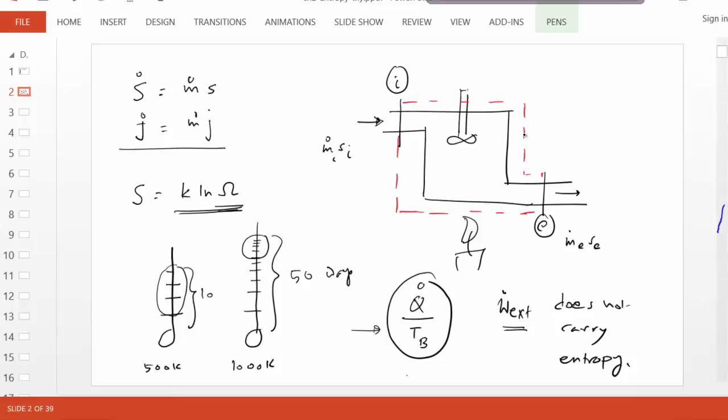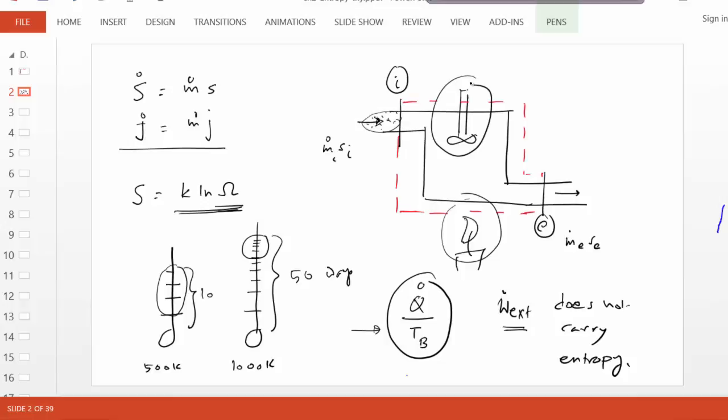So taking a look at this system again, entropy can be coming in with mass. That's simple to understand. Any lump of fluid will carry energy, entropy, kinetic energy. This is called transport. Entropy can also come in because of heat, and the amount will be Q dot by T_B per second. And no entropy crosses because of external work.